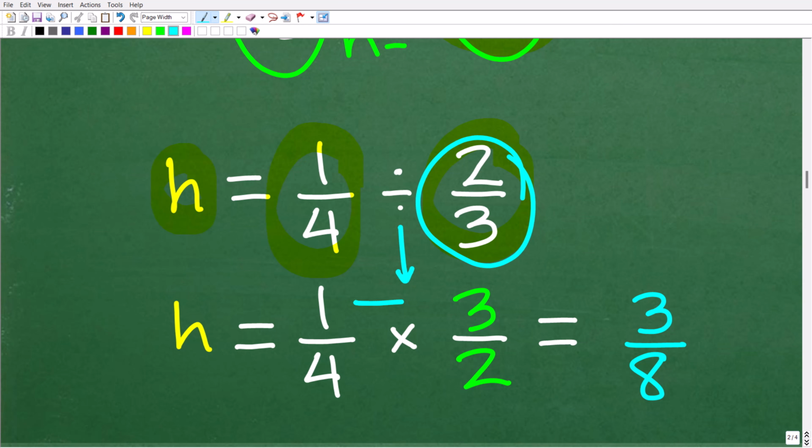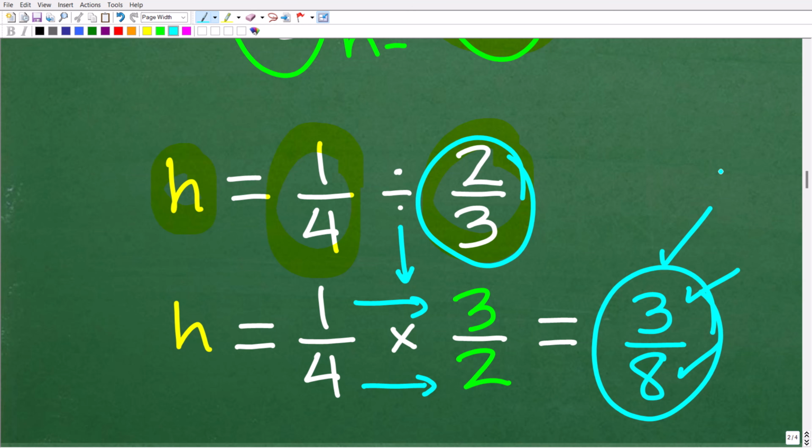And then we're going to go ahead and multiply these fractions, and that's super easy as well. To do that, all we have to do is multiply the respective numerators and denominators. So 1 times 3 is 3. 4 times 2 is 8. So our answer is h is equal to 3/8. Okay, so this is a proper way to solve this equation, but this is the long way.